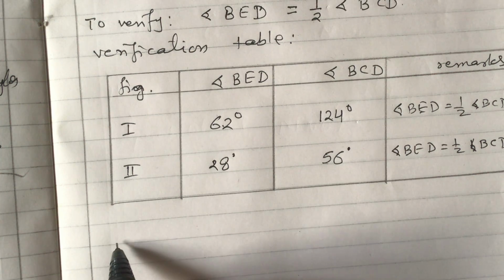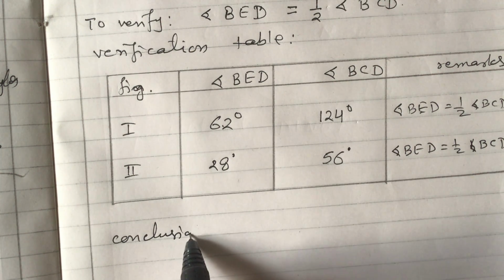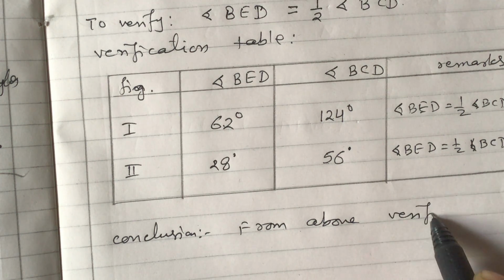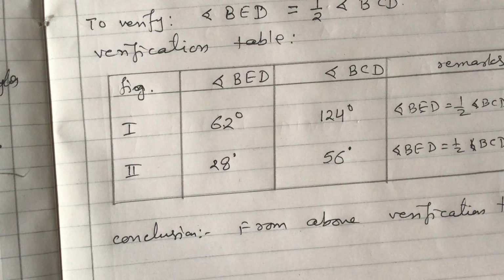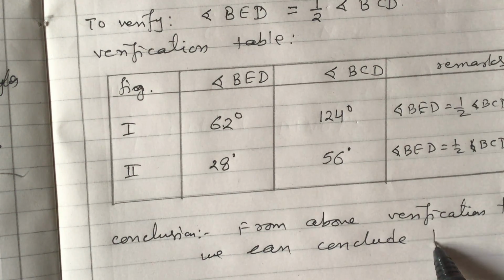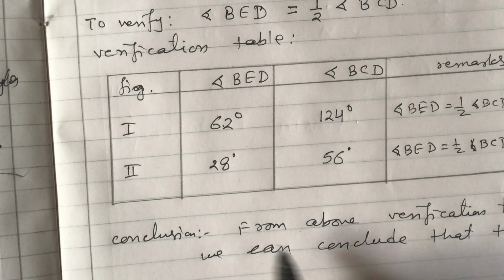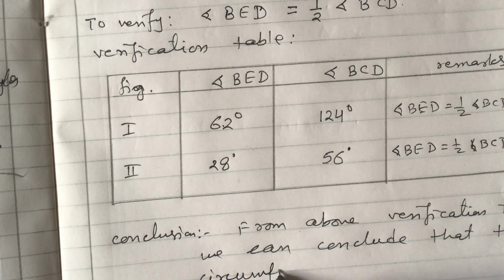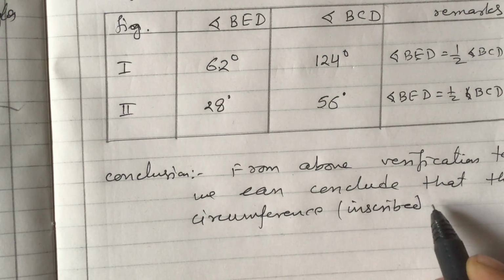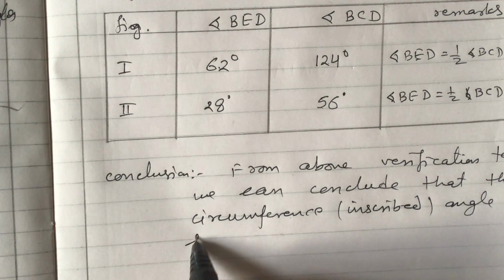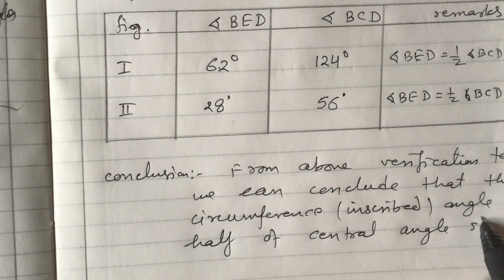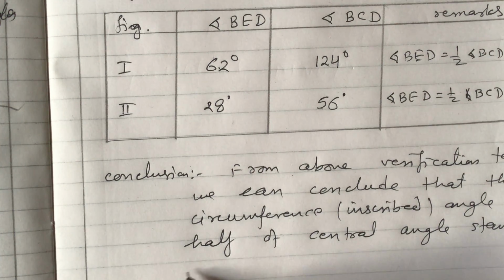So now conclusion, what can we conclude now? From above verification table, we can conclude that the circumference angle, that is inscribed angle, is half of central angle standing on same arc BD.